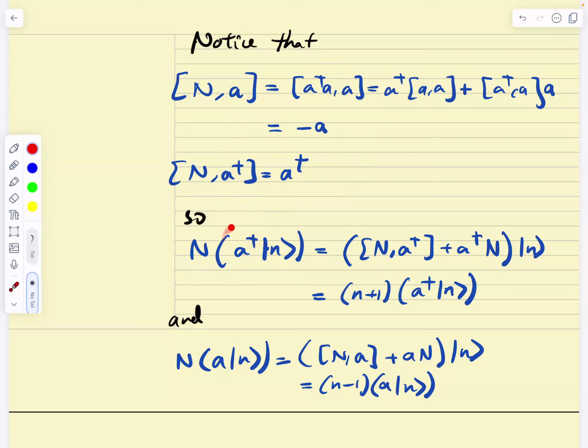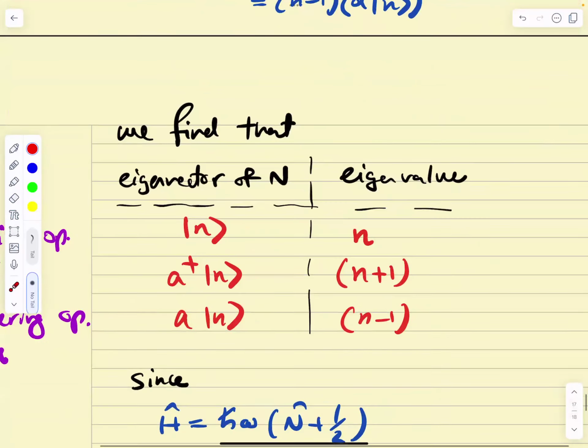So you learn that a dagger ket n is an eigenvector of the number operator with a shifted eigenvalue, which is n plus 1. Hence the name raising operator. You repeat this for a acting on ket n, and you find that it is still an eigenvector, but the eigenvalue is shifted by 1. So in summary, you have this table.